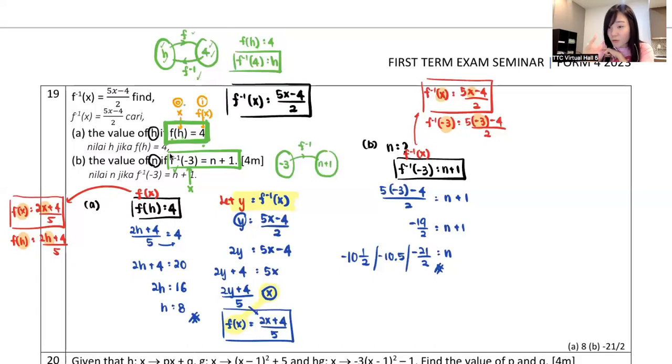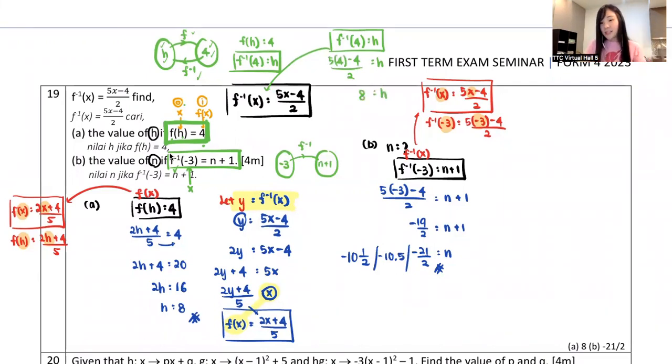Now, my dear, all of you, I don't know whether you trust me or not, but if I do f inverse of 4 equivalent to h, this one is h, okay? This f inverse of x, isn't it, I can sub in here? Just imagine my x now becomes 4. And then I press calculator, 5 times 4 minus 4 divided by 2. I'm getting my h answer is 8. Do you realize I get the answer in 1 second instead of doing all this stuff? So do I legitimately need to do all that? Actually, no need. I just need to understand the questions.